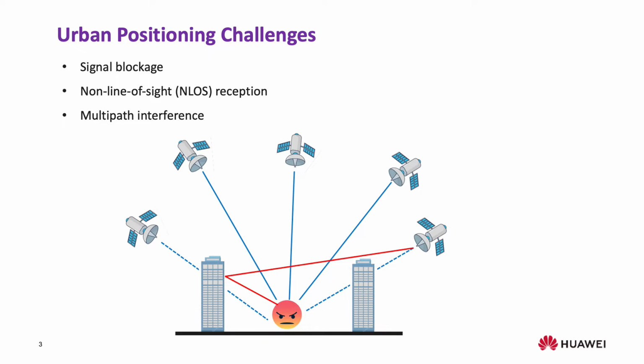In urban canyons, the tall buildings will produce signal blockage, non-line of sight reception, and multipath interference. For signal blockage, fewer satellites are received for positioning. But nowadays, this problem can be mitigated by introducing more constellations with more frequencies. The positioning errors due to multipath are typically about 10 meters. So, among these three, the non-line of sight reception is the most serious one for positioning and navigation.